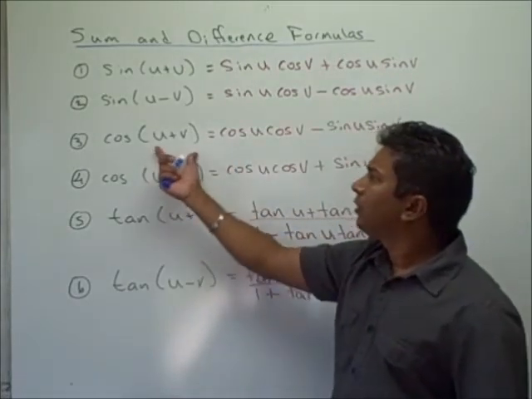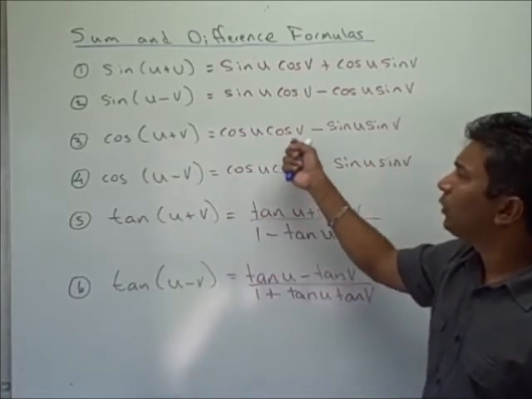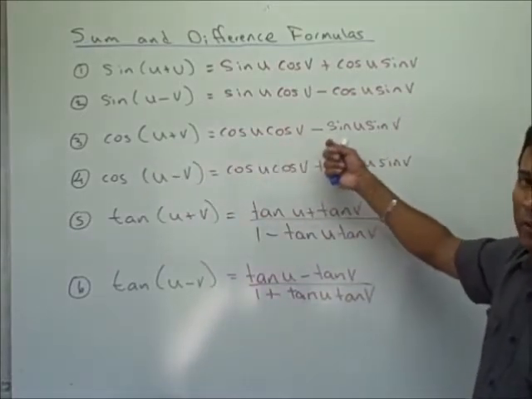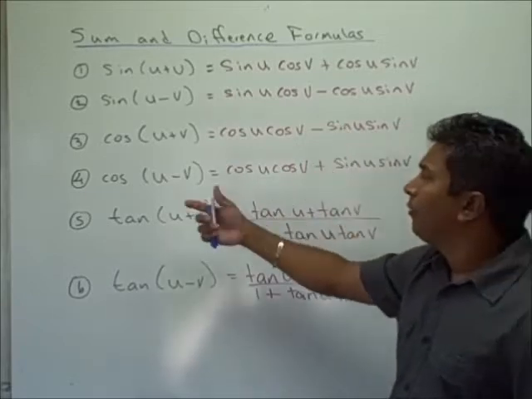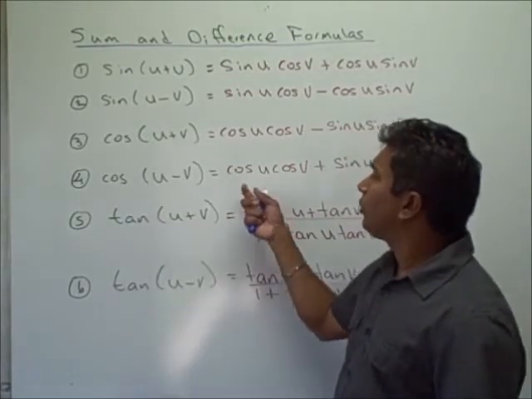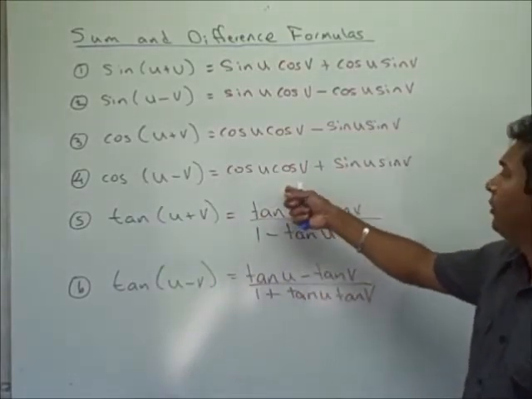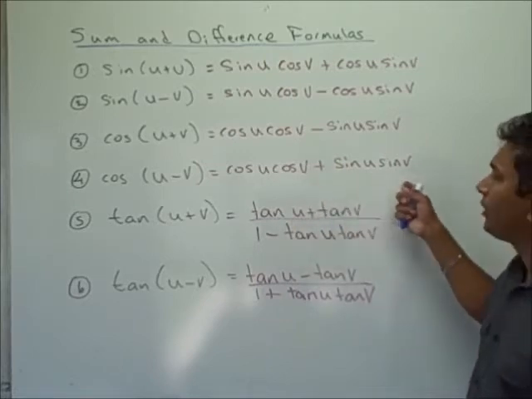For the cosine of a sum, we have cosine u cosine v minus sine u sine v. For the cosine of a difference, we have cosine u cosine v plus the sine of u times the sine of v.